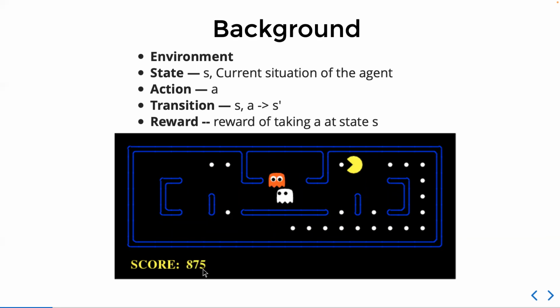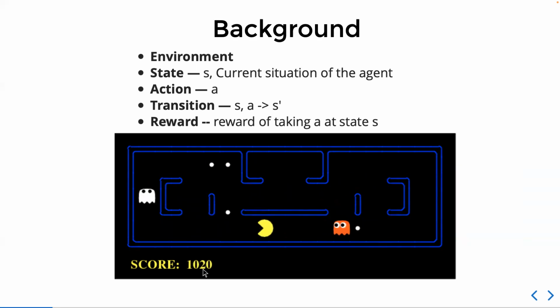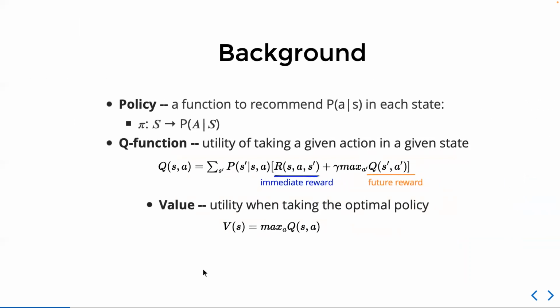Now, in some of the games, the agent will receive an immediate reward after taking an action. For example, if the Pac-Man eats a dot, then the score will increase. If he is caught by the ghosts, then the score can decrease. And policy: a policy is a function that recommends an action, or gives the probability of actions given a state. And the Q function is the utility of taking action A at state S.